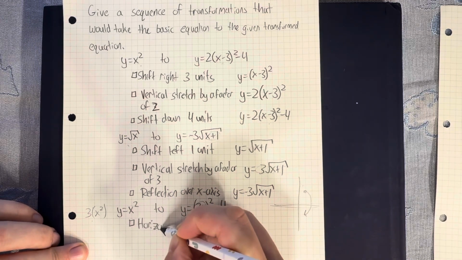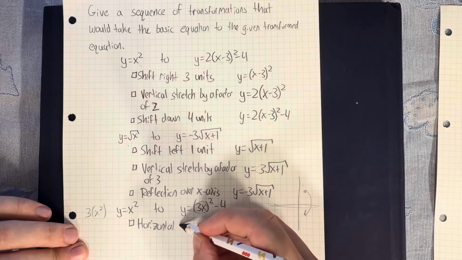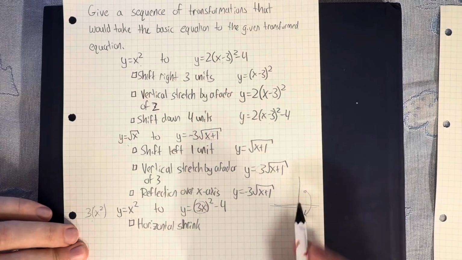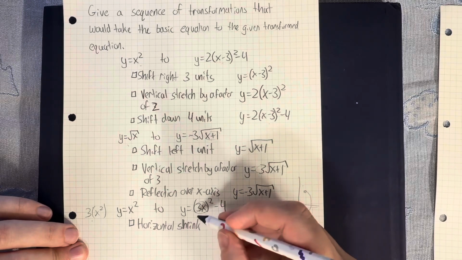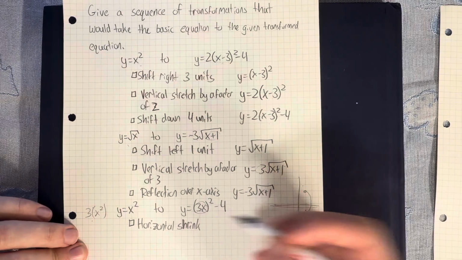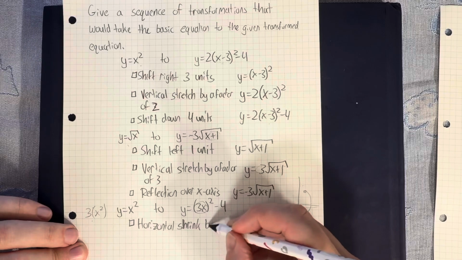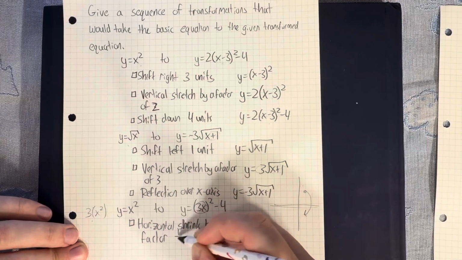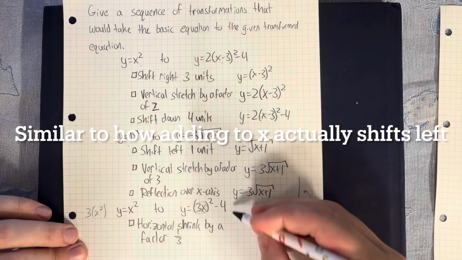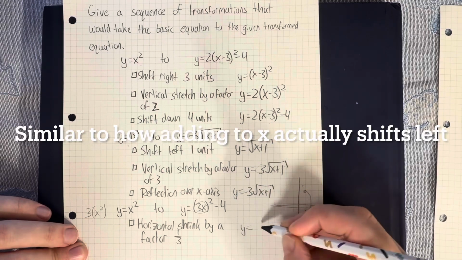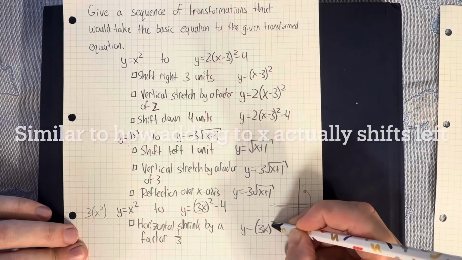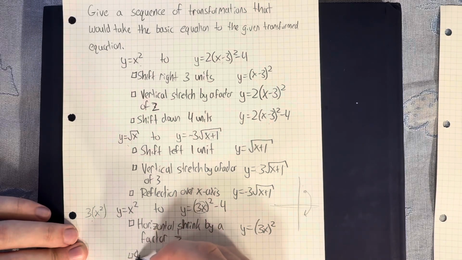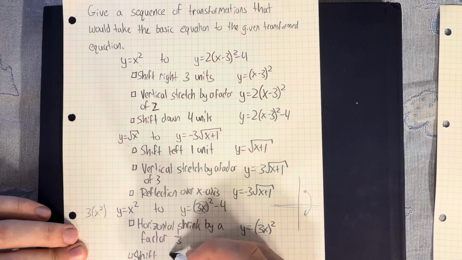So remember, for horizontal stretches or shrinks, we've got to think in reverse. Because it's being multiplied by 3, we would think it's getting bigger. But that is the reverse of what happens when you change x. It's a horizontal shrink by a factor of 1/3. And that would bring us to this. And then there's only one more thing. Shift, let's call it shift down 4.